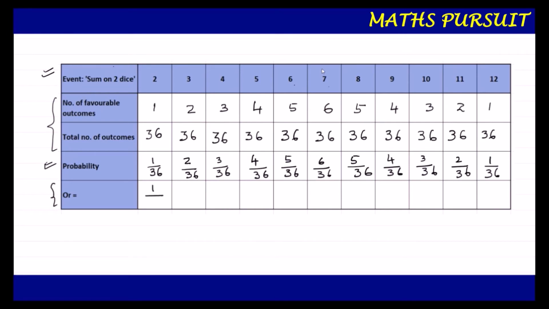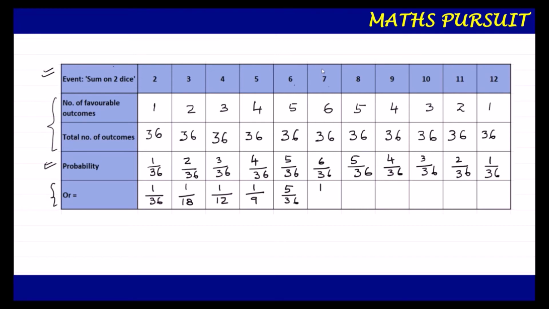Like 1 upon 36 will remain same. 2 upon 36 is like 2 ones are 2, 2 18s are 36. 3 upon 36 is like 3 ones are 3, 3 twos are 6. 4 upon 36, 4 ones are 4, 4 nines are 36. 5 upon 36 will remain same, we cannot solve it.